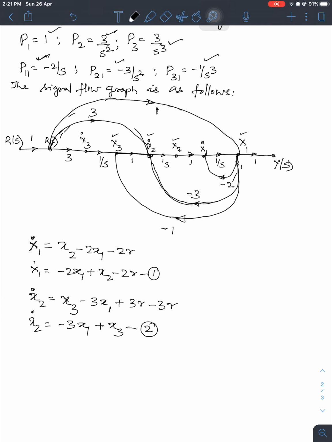Alright, now we concentrate on the node where we have x3 dot. At this node x3 dot, we have a signal from r via 3, that is 3 times r. Then we have a signal from minus r, that is this way it will come.